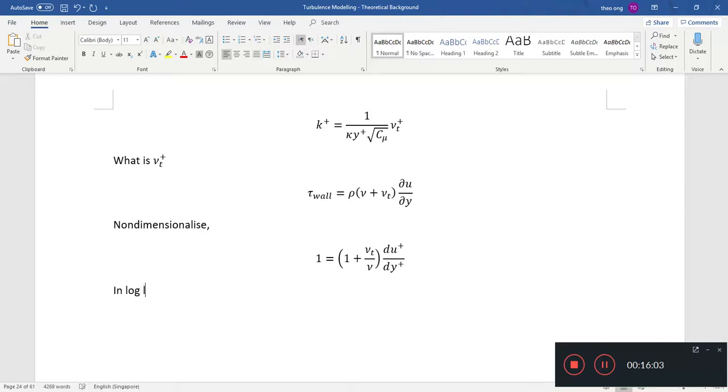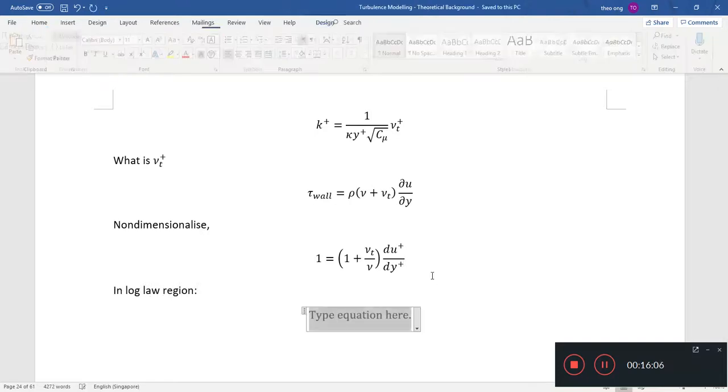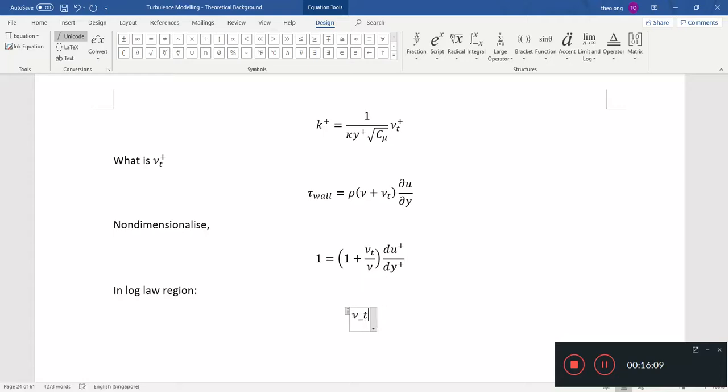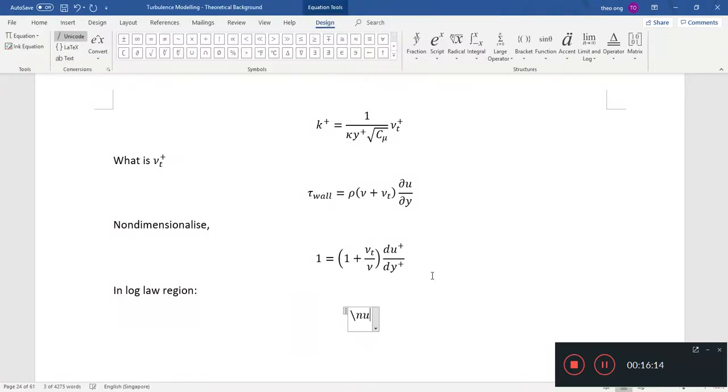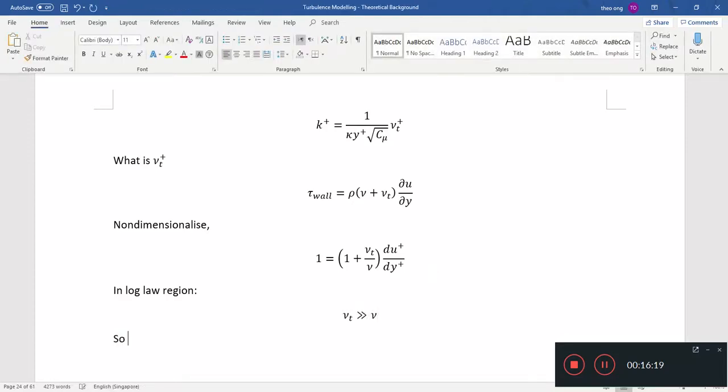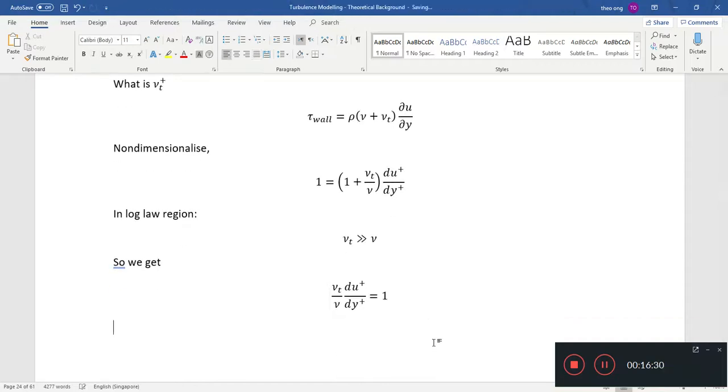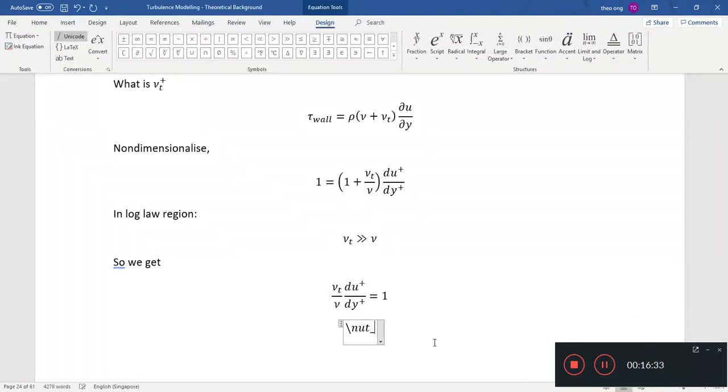In the log law region, nu t is much greater than nu, so we get the following. This all equals 1. So nu t plus equals 1 divided by du dy. Alright, this is very convenient for us.